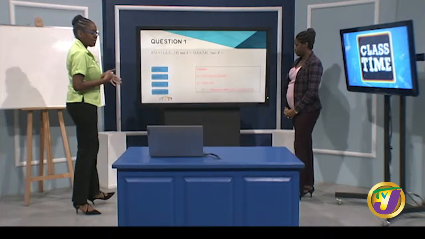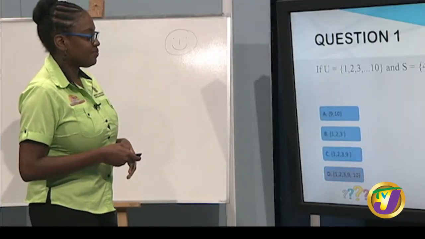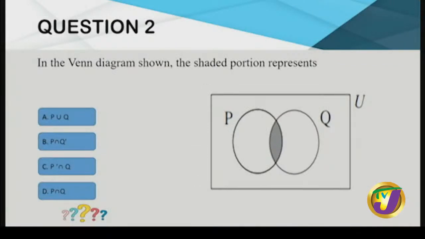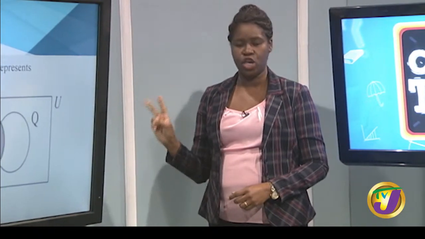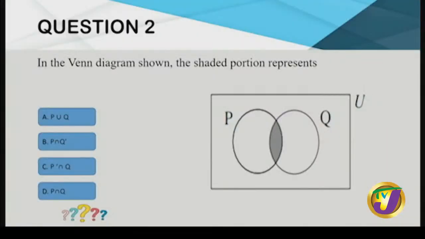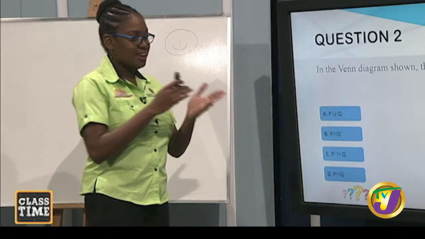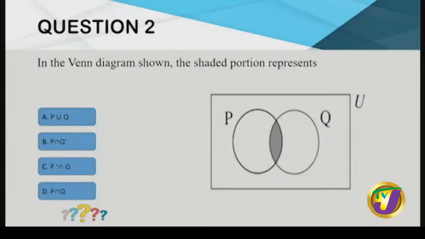So here we have an explanation for you. In this question, we have a Venn diagram, and we're being asked to identify what the shaded portion represents. In the universal set, we have two sets, sets P and Q. We'll notice that both of them overlap. This overlap suggests that there are elements common to both set P and set Q. In other words, they're sharing some elements.